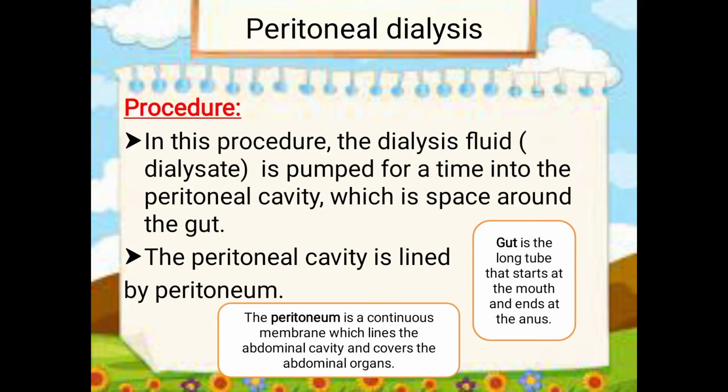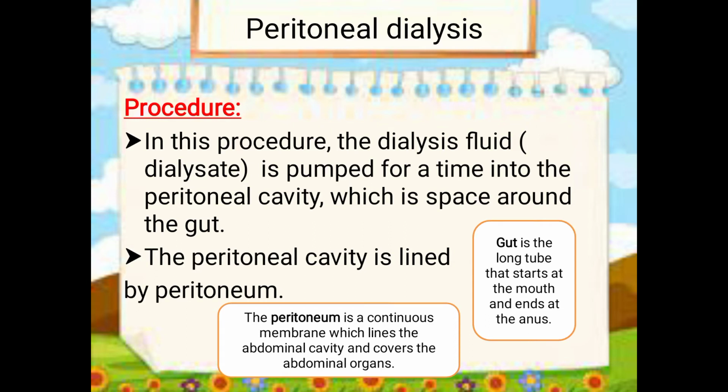Now, what is dialysis fluid? It is the solution of pure water, electrolytes, and salts such as bicarbonates and sodium. Here the question arises, how does dialysis fluid work in cleaning the blood? The dialysate attracts waste and excess fluid from the blood. Blood cells, protein, and other important things remain in the blood because these are too big to pass through the membrane of the peritoneal cavity.